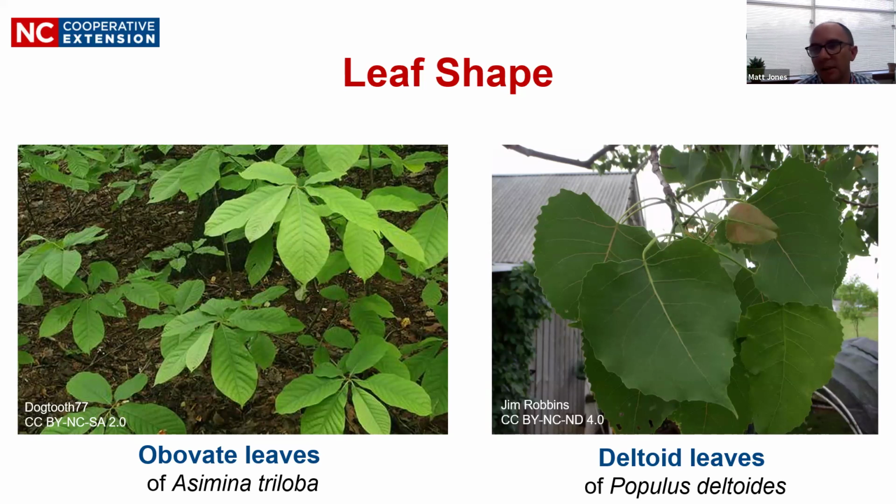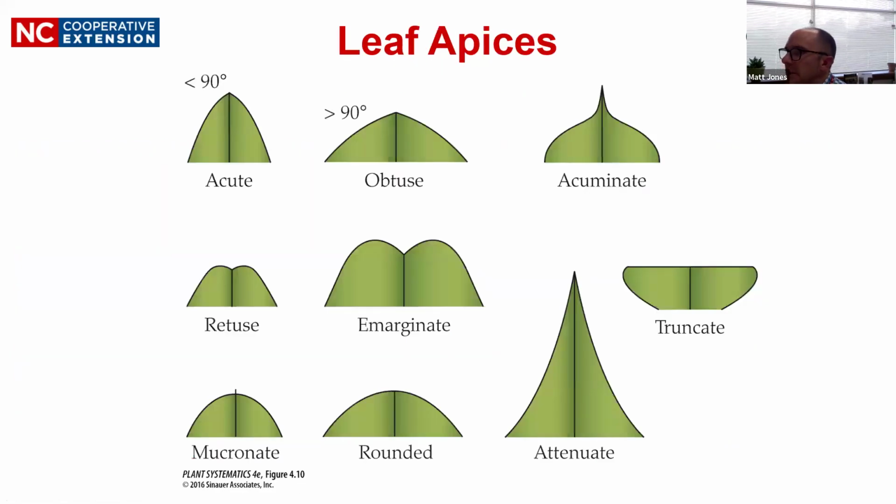On a given plant, there can be variability in leaf shape. So sometimes for a description, you might see obovate to oblanceolate or obovate to elliptic, and both of those can theoretically be true. The classic example of a deltoid leaf is on cottonwood. This is Populus deltoides. So you see a mostly flat base, and the overall shape of the leaf is kind of triangular or deltoid, a delta shape.